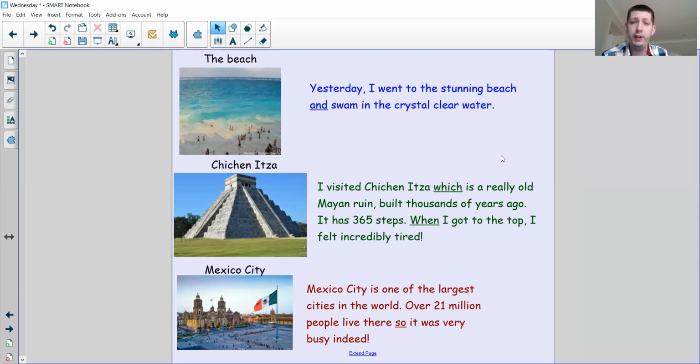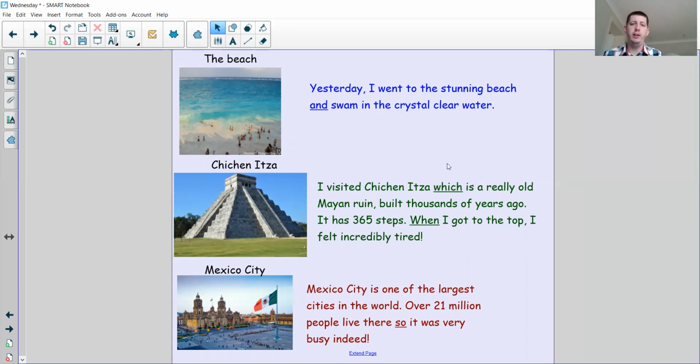Have you had a read through the sentences now? Hopefully you have. You can see that in the first sentence, there's the conjunction and. If you were talking about, I went to the stunning beach, I swam in the crystal clear water, both of those sentences would make sense by themselves if they were individual simple sentences. So the conjunction and works as a coordinating conjunction, and that makes it a compound sentence. You could have written two simple sentences, but by joining them together, it just makes it a bit more easy for the reader to read it with a bit more of a flow. So that's why conjunctions are a good idea.